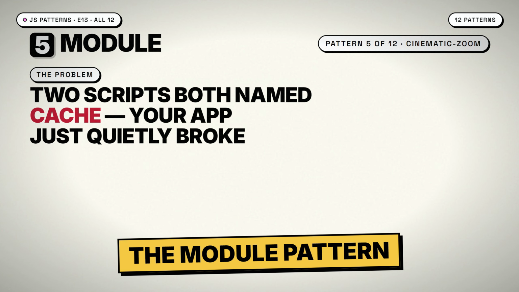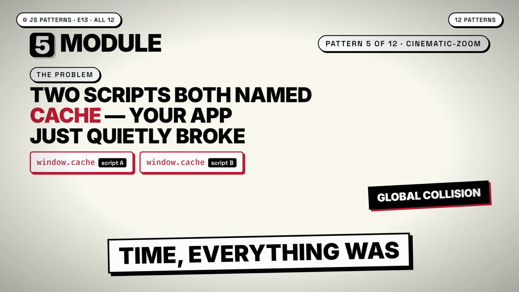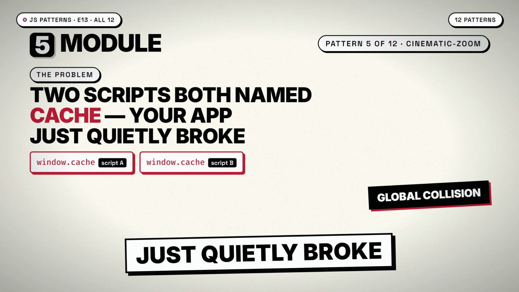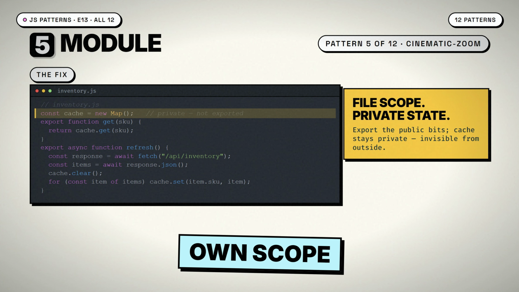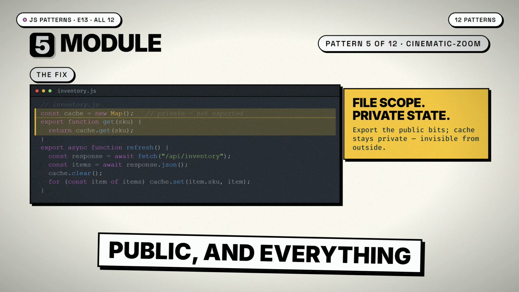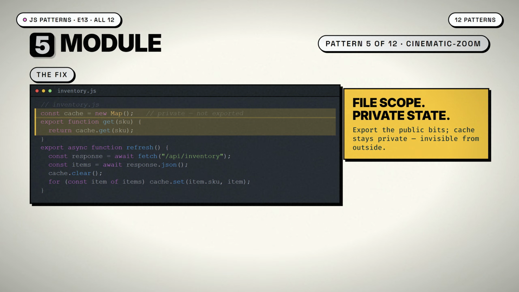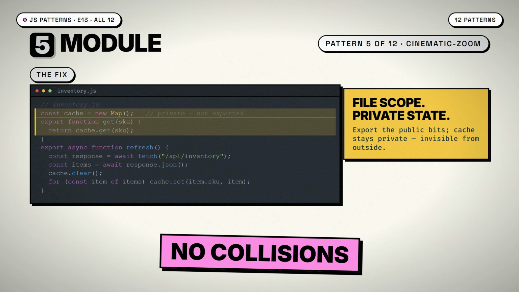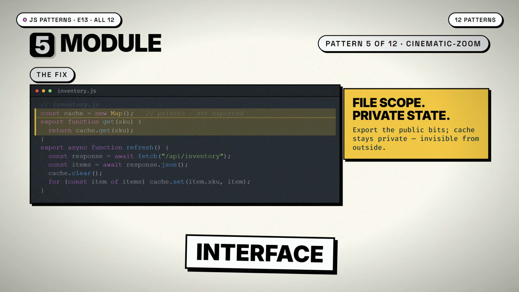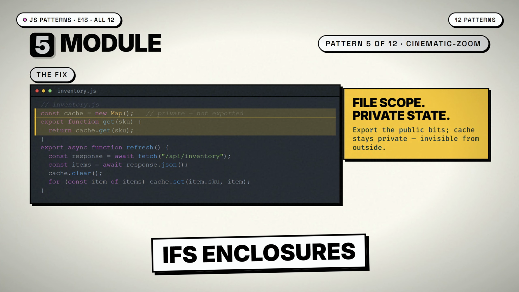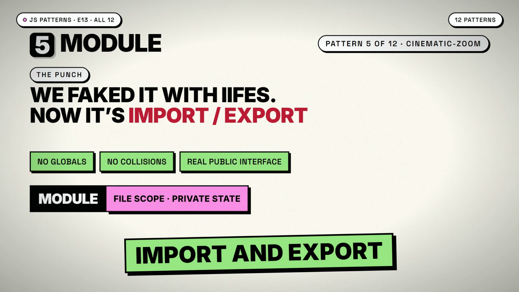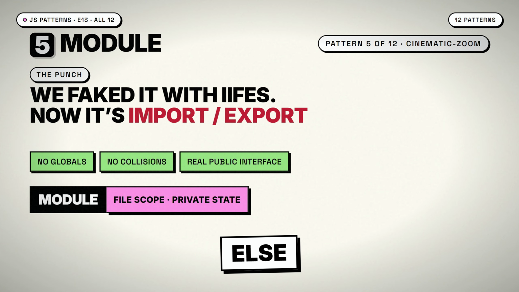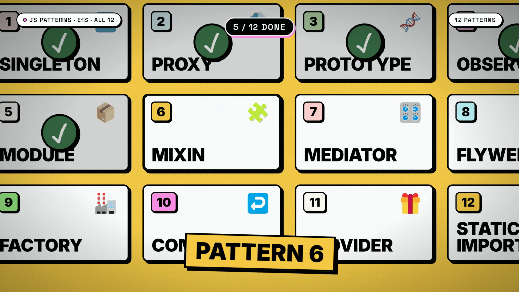Pattern 5, the module pattern. Once upon a time, everything was a global, and 2 scripts both named a variable cache, and your app just quietly broke. A module gives every file its own scope. You export what's public, and everything else, that cache map, that loaded flag, stays private, invisible from outside. No globals, no collisions, a real public interface. We faked this for years with IIFEs and closures. Now it's just import and export, baked into the language. If it isn't exported, it doesn't exist to anyone else. That's the whole point.